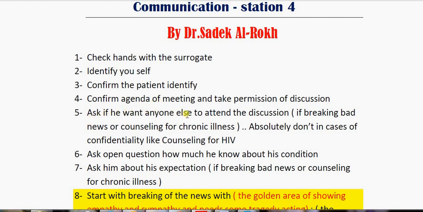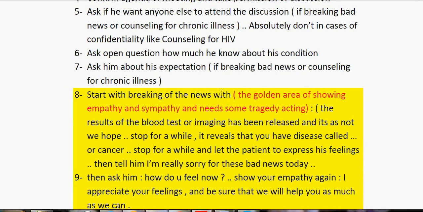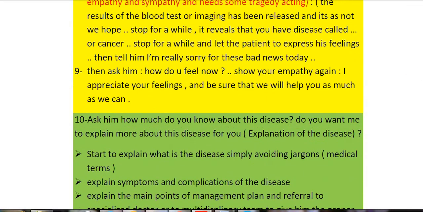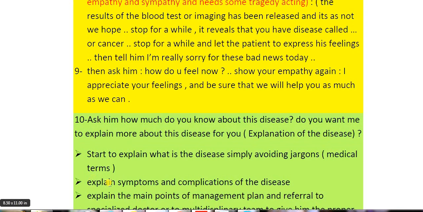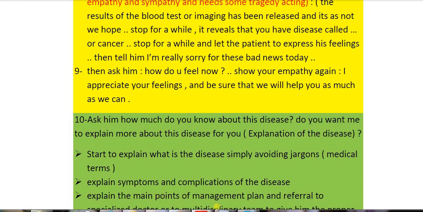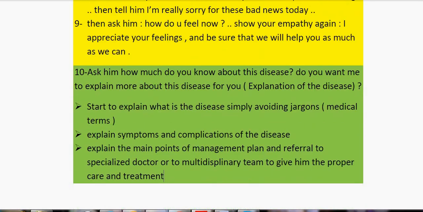I'll ask him if anyone else wants to attend. Ask an open question about how much he knows about his condition. Ask about his expectation for the results of the blood test done. Then the yellow area of the station, acting and breaking bad news: gradual breaking of the bad news with empathy and sympathy. Then I'll ask him, how do you feel now? Then I'll give him an explanation of the disease, what is the disease, diabetes mellitus, the symptoms and the complications, and an explanation of the management plan and the referral to a multidisciplinary team.